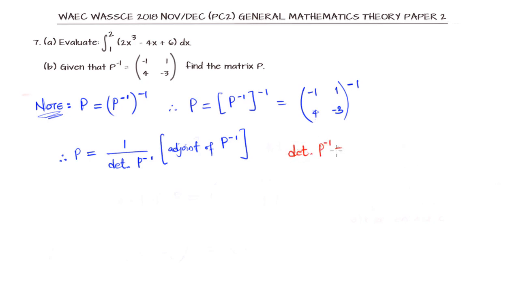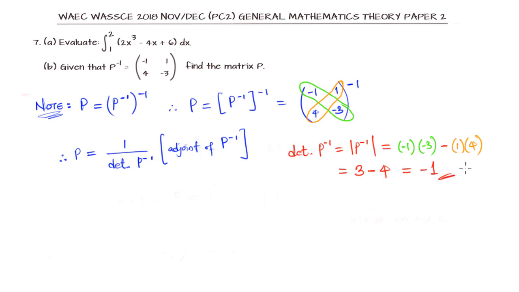first, we take the entries in the leading diagonal, which is shown in green, and multiply them together. So we have minus 1 multiplied by minus 3. Then we take the product of the entries in the other diagonal, and we have minus 4 multiplied by 1. Now, minus 1 times minus 3 is 3. Then minus 4 times 1 is minus 4. So the determinant of P inverse is minus 1.